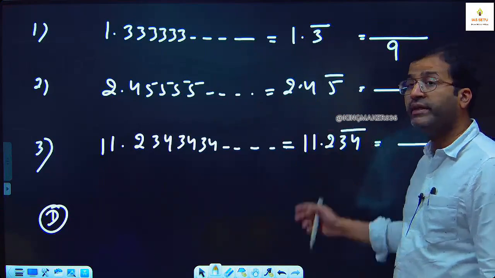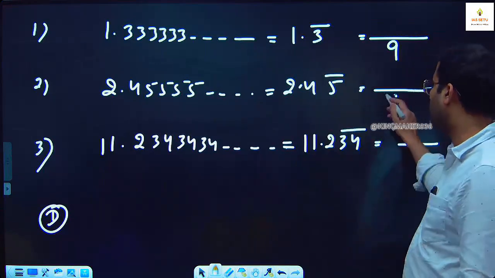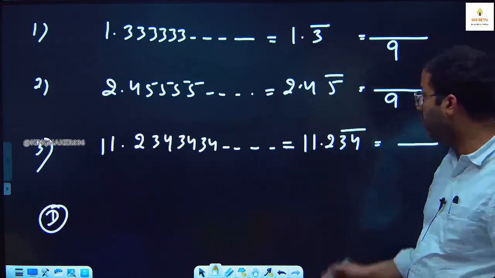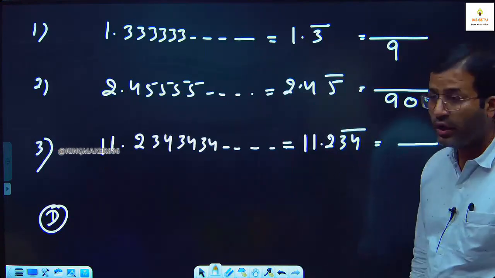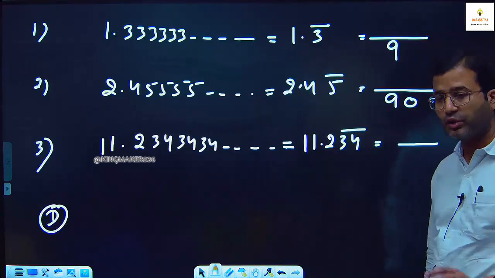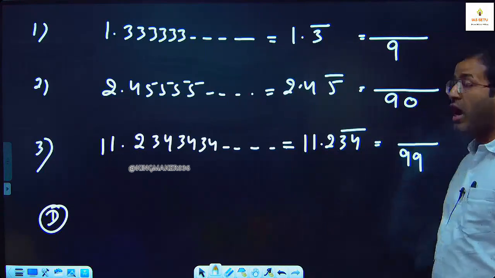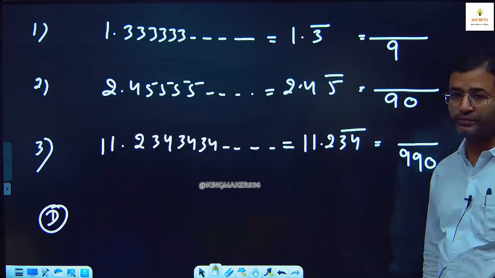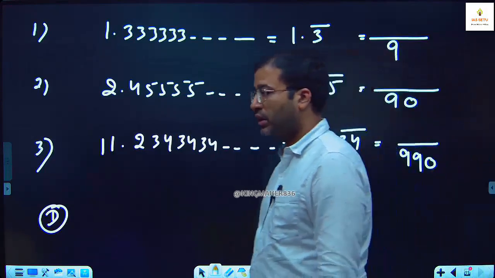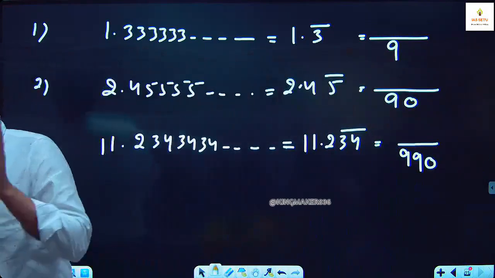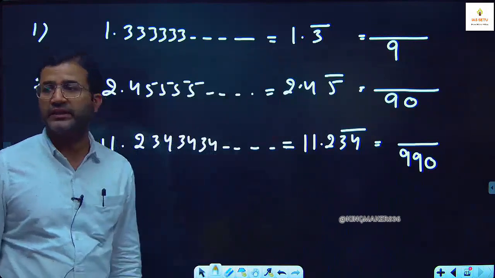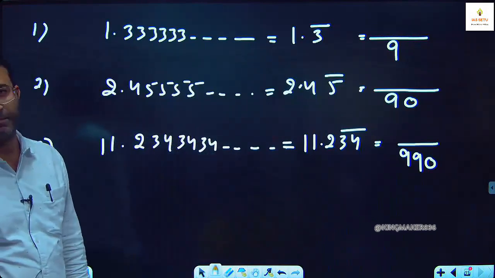Second question, how many digits on the bar? 1, so 9. How many digits between decimal and recurring part? 1, so 0. Here, how many digits on the bar? 2, so 99. How many digits between decimal part? 1, so 0. As many 9s as many digits under the bar, as many 0s as many digits between decimal and recurring part.